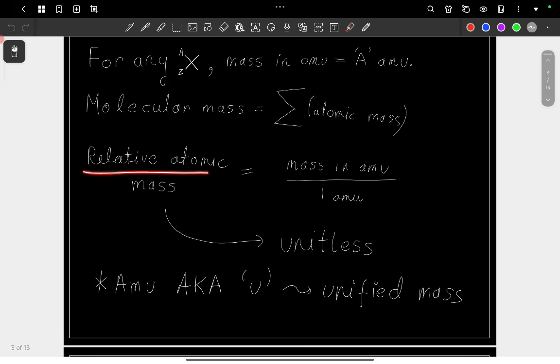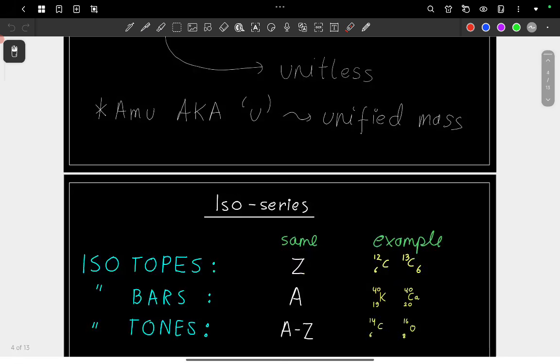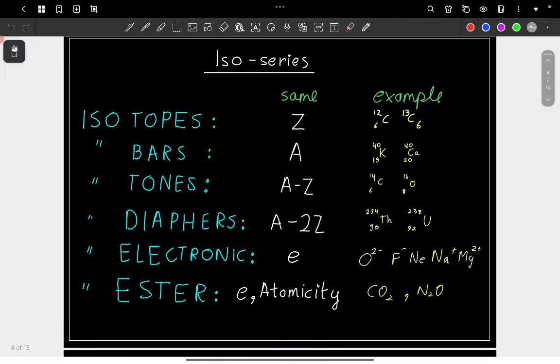The relative atomic mass is the ratio of the mass in atomic mass unit to that of one atomic mass unit, and this is a unitless quantity evidently because mass upon mass gives dimensionless. And keep in mind the NCERT states that atomic mass unit can also be called unified mass, simply shown as small u. Now some important definitions we have to look over.